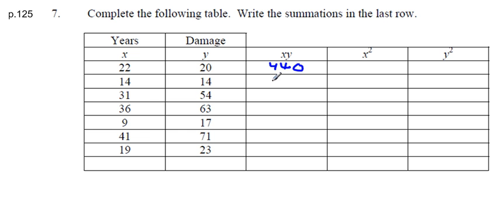Okay, so for each of these, we're going to take our X times our Y and complete this entire table. So let me calculate these quickly for you. Okay, and there's our XY column. The next column, X squared, means take these X values you have and square them. So the first one's 22, so 22 squared would go in this spot, 484, and then 14 squared. And we'll continue on until the entire X squared column is completed.